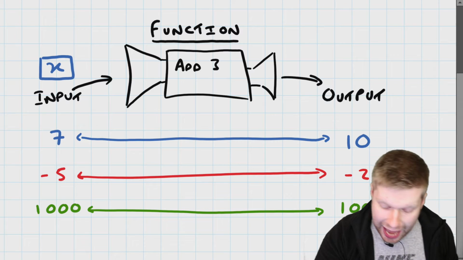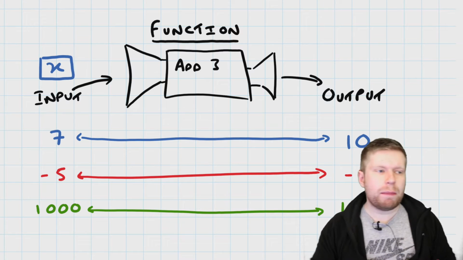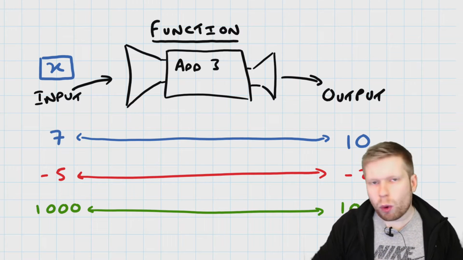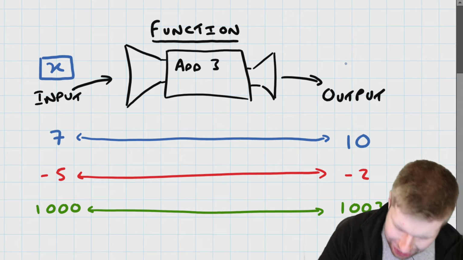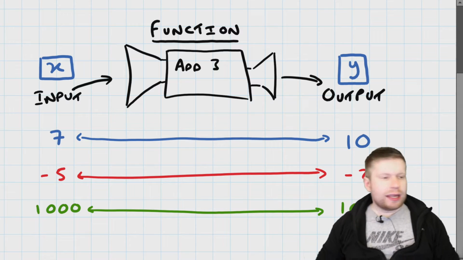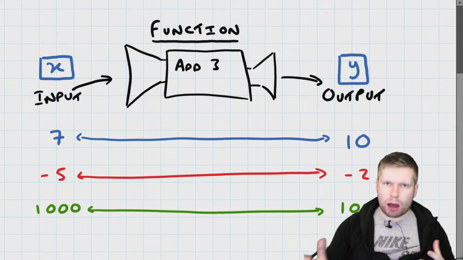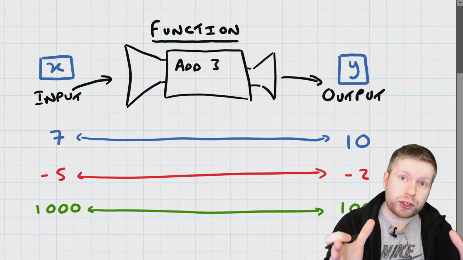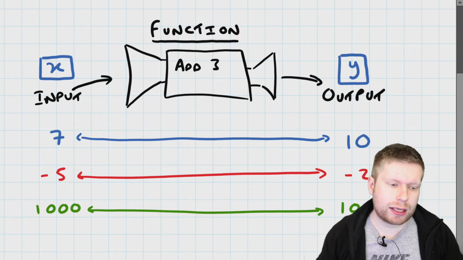And because my output comes after my input, so after I put it through my function, my output comes afterwards. Well, what comes after X in the alphabet? You've guessed it. Y. So I'm going to give my output the letter Y. Again, these could be any two letters I like. It's just by convention that we tend to use X and Y. But it's important to note we don't always have to stick with X and Y.